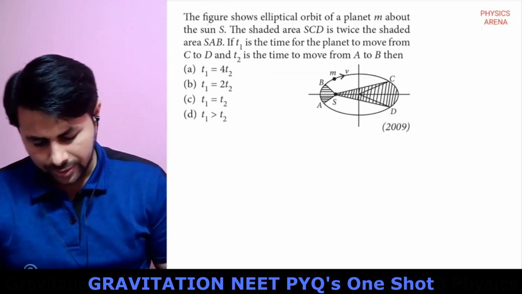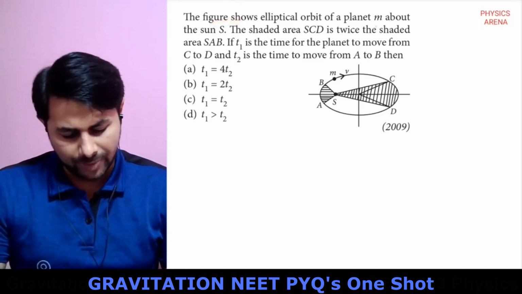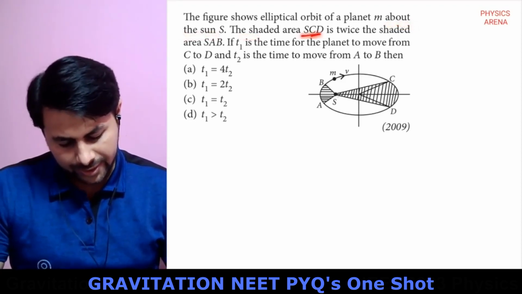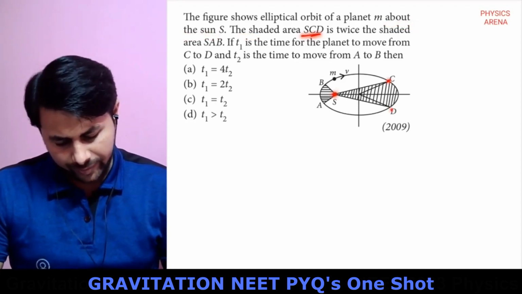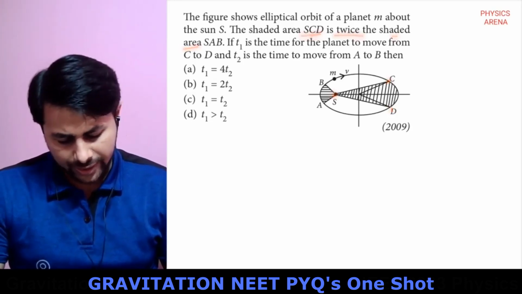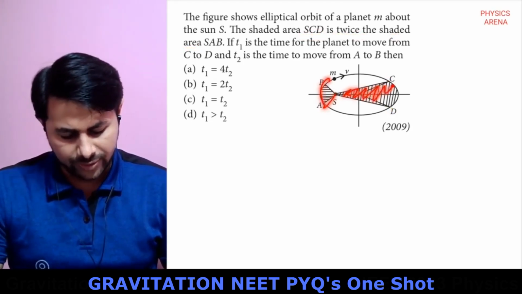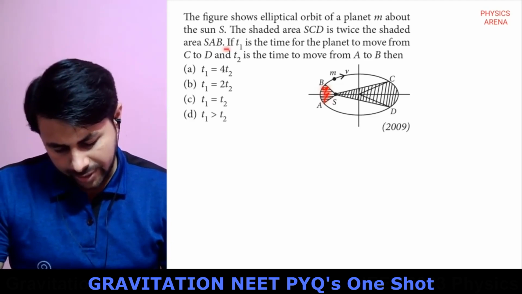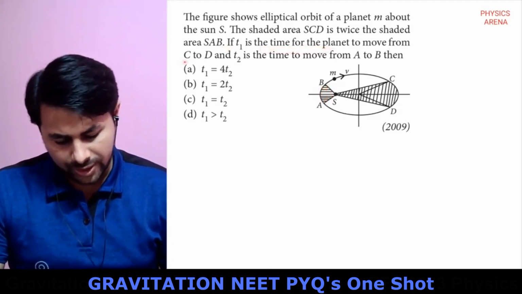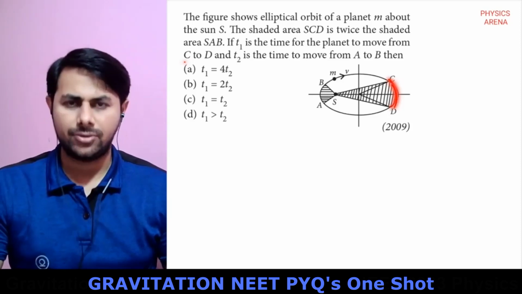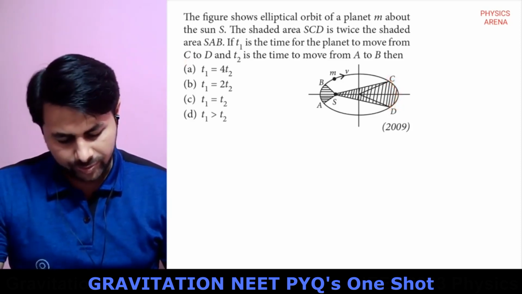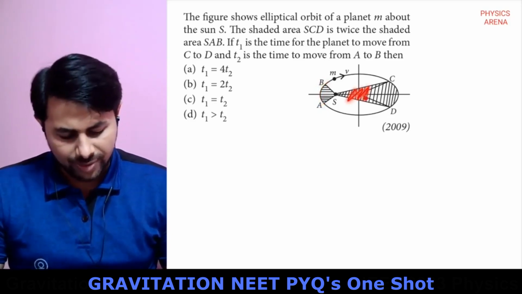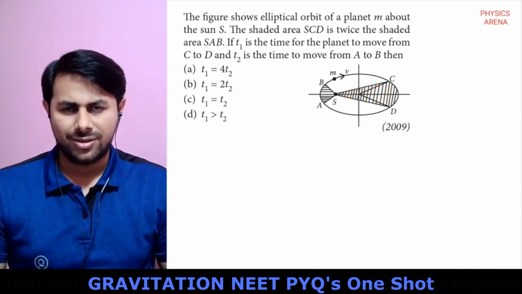Okay, next question. The figure shows an elliptical orbit of a planet M about the Sun. The shaded area SCD is twice the shaded area SAB. So this area is twice compared to this area. T1 is the time for the planet to move from C to D, and T2 is the time to move from A to B.